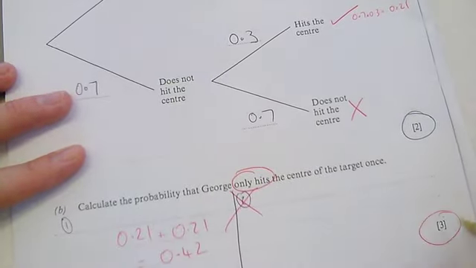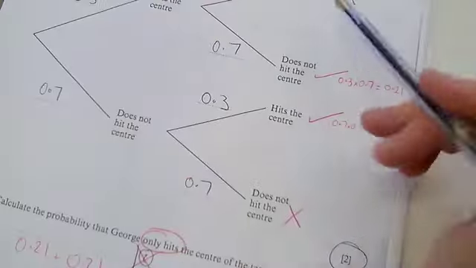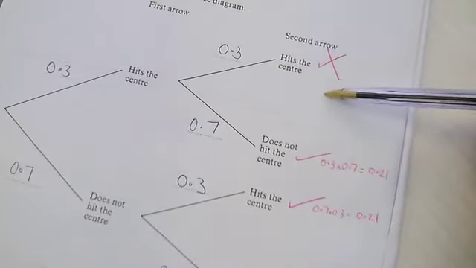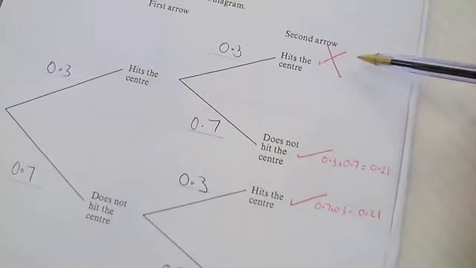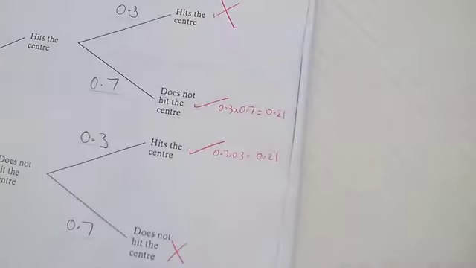For 3 marks, that is very, very generous. I was a little bit guilty of looking at the marks and assuming it was what I was saying, because I didn't really read the question. Read the question first and foremost. If it did say at least once, then this one here would have also been included, and I would have had to add on 0.3 times 0.3. 0.42? All good?